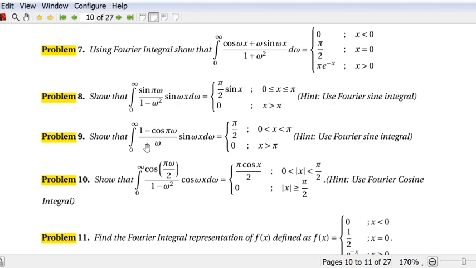Again in this expression, this integral with omega as the variable, sin omega x is here. So again sin omega x is there, and so we have to apply Fourier sine integral representation with this right side as f of x. Here also in this expression cos omega x d omega is here, so it's a cosine integral representation with the right side as f of x.